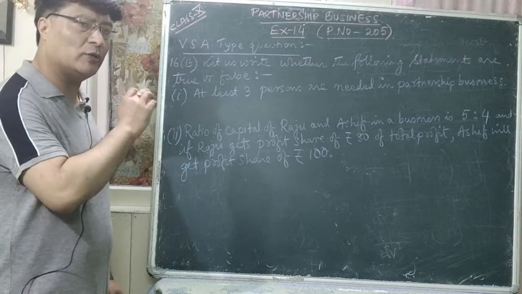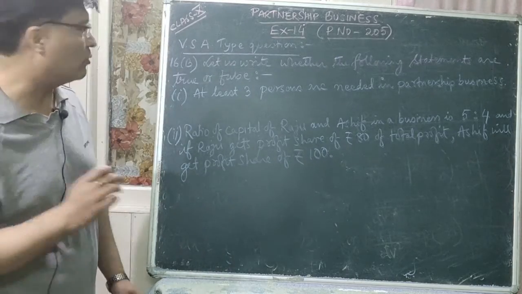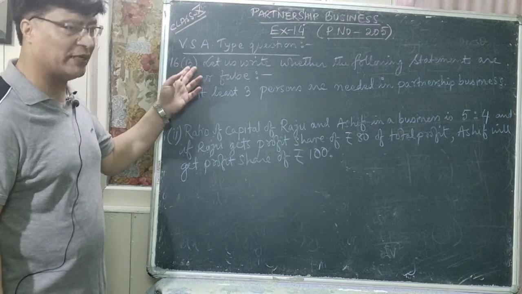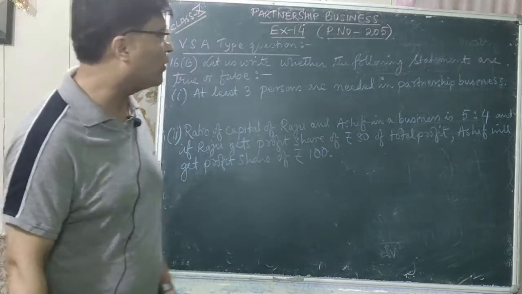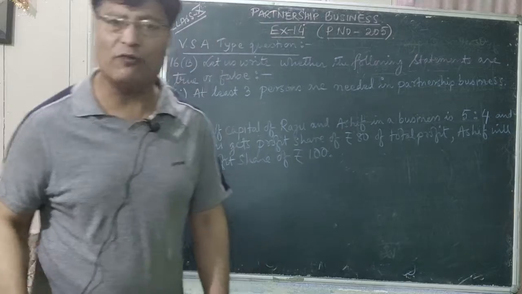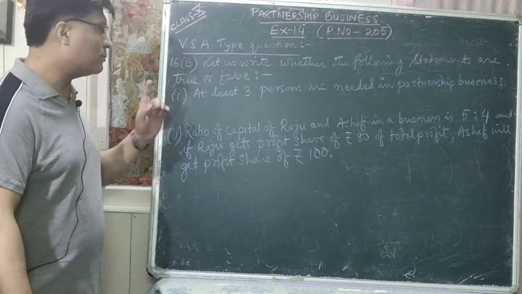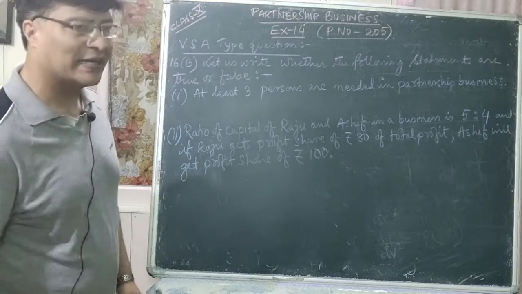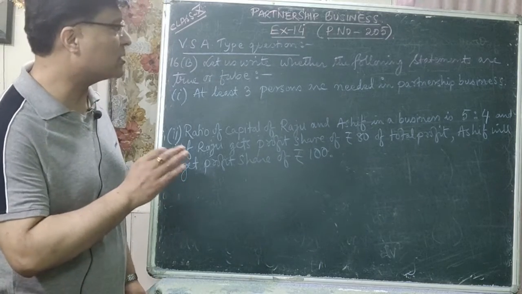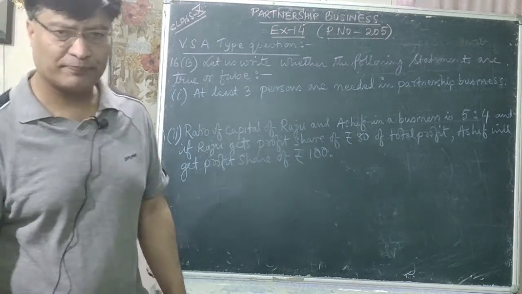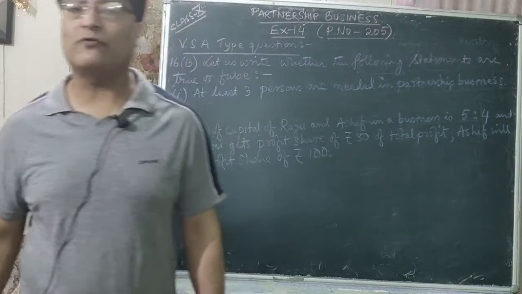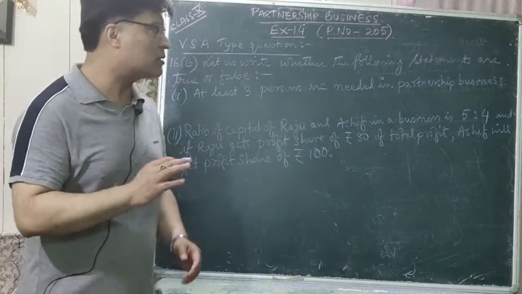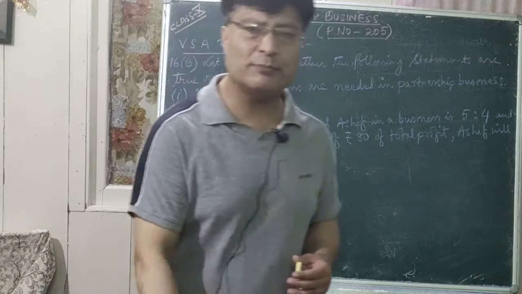So we'll do very short answer type questions now. So this is 16 number B. Let us write whether the following statements are true or false. In question number 1, it is asked: at least 3 persons are needed in partnership business. So whether the statement is true or false, at least 3 persons are needed in a partnership business.